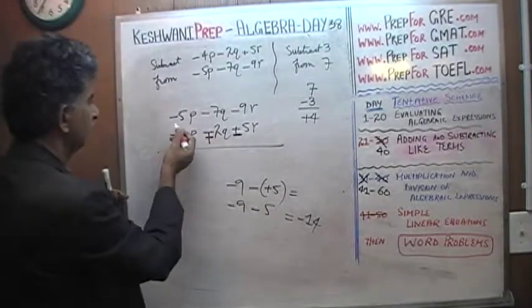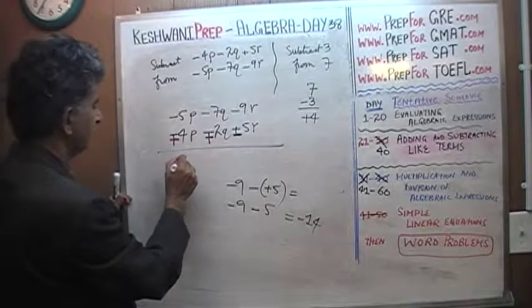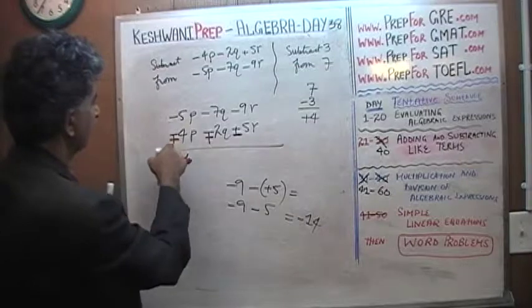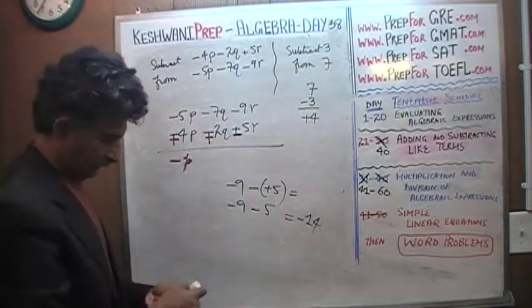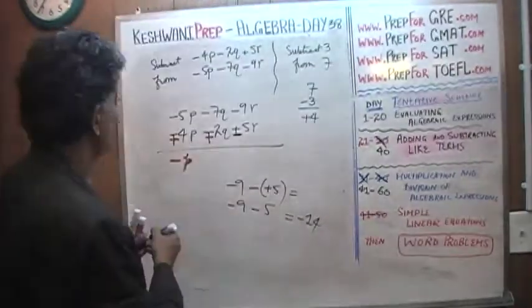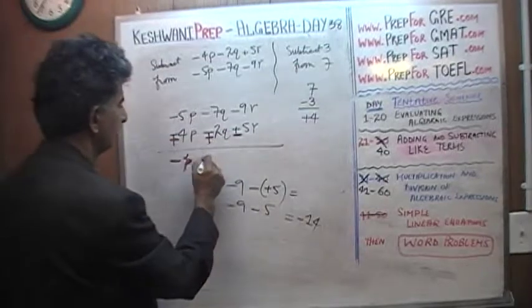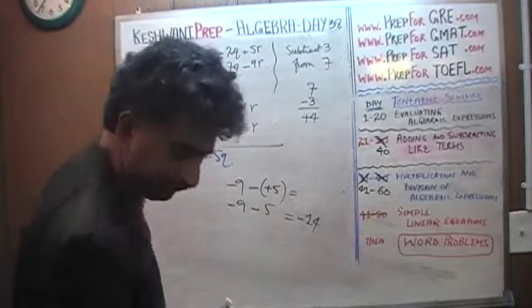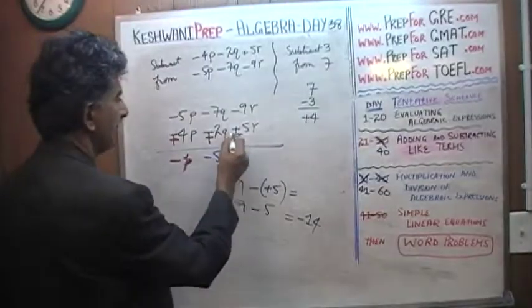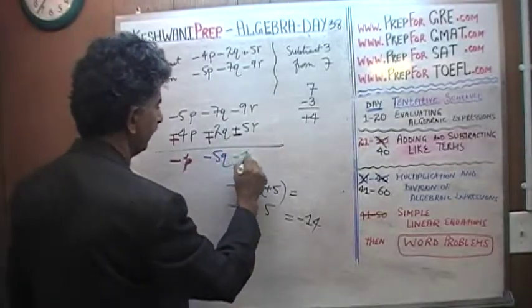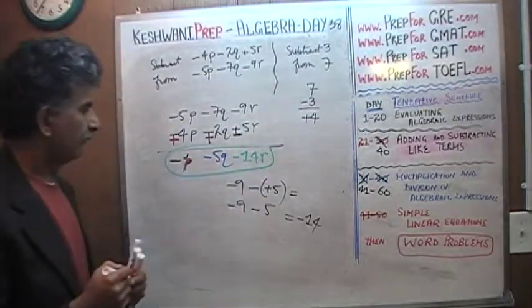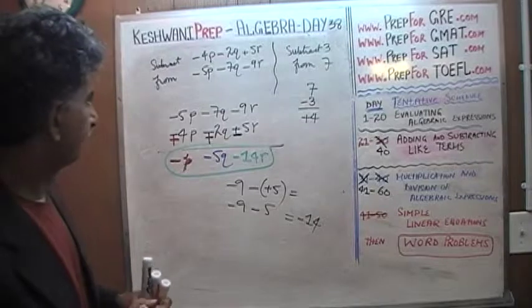A negative 5 and a positive 4 will give us negative p, only 1p. And then we'll have negative 7 and a positive 2 will give us negative 5q. And then we'll have negative 9 and a negative 5 will give us negative 14r. That is your answer. That's it.